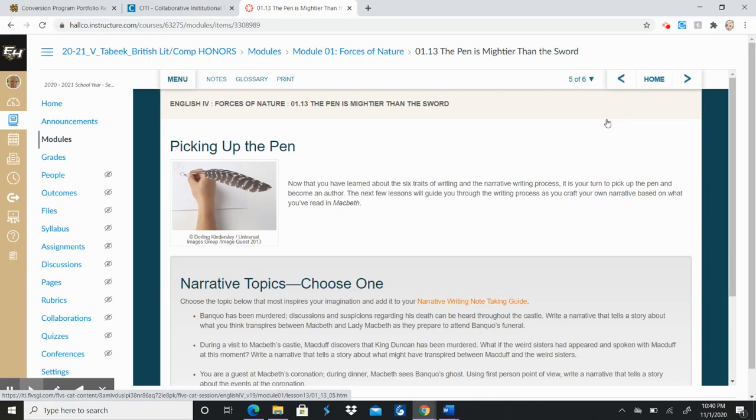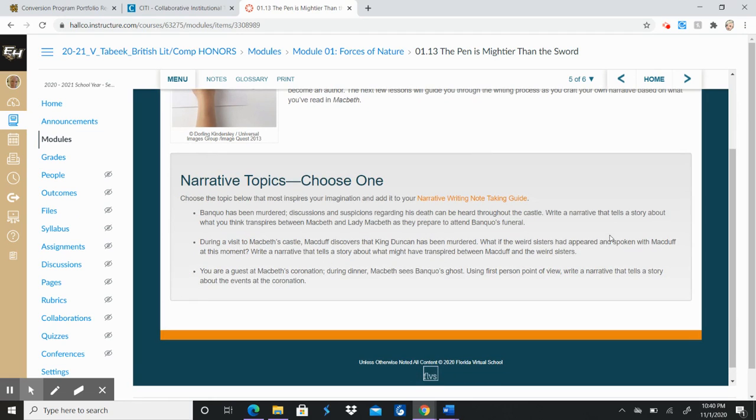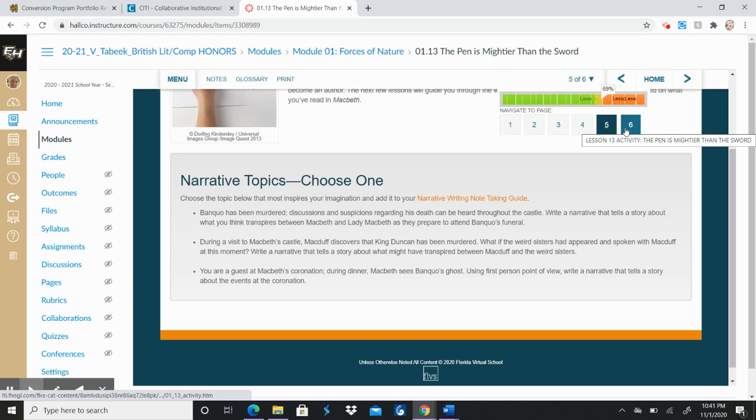Page 5 is where you will get your choice of topics. So you've got 3 topics that all are related to Macbeth. So you are going to be choosing whichever one of these 3 that you would like to base your narrative on for the next couple of lessons that are coming up.